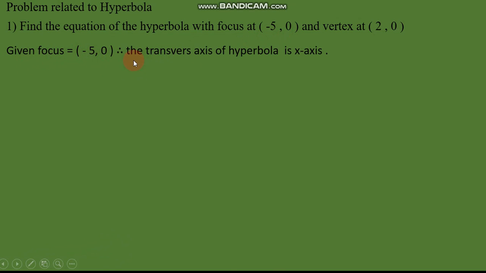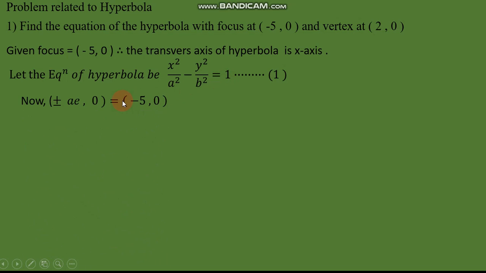Focus -5, 0. Transverse axis of hyperbola is x-axis. So let the equation of the hyperbola be x squared by a square minus y square by b square equal to 1. If the transverse axis is 2b, then in that case we write -1. But it is along x, that is, transverse axis is 2a, so we write 1. Now we start. Plus minus a, 0 equal to -5, 0. Equating this we get a equal to 5. This is the first relation.